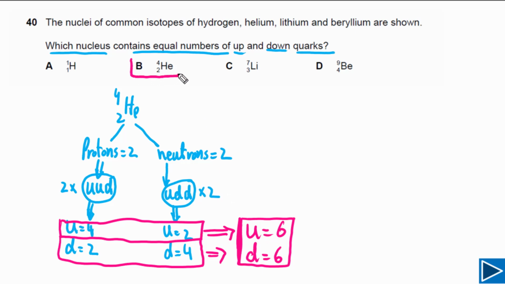So the answer is B, but you can check remaining nuclei by yourself one by one. You will see that the number of up quarks will not be equal to the number of down quarks for the remaining nuclei. They will not be equal. So only in this case, helium nucleus have the same number of protons, same number of neutrons, and also same number of up quarks and same number of down quarks.